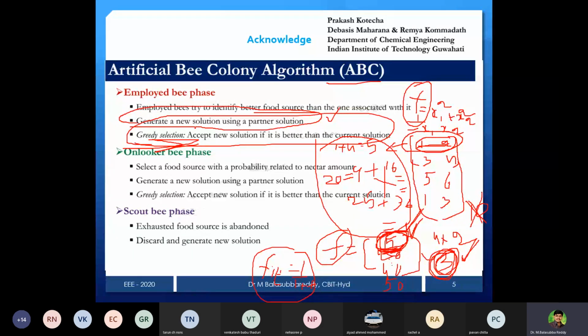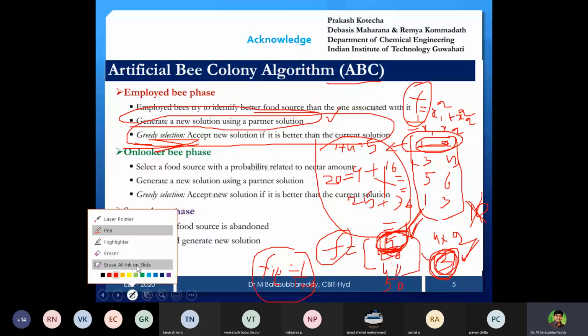So this is the employed bee phase. A new solution will be generated using a partner solution based on a formula. Let it be for the moment, we don't know what the formula is. Now you compare the old one and the new one, and whichever is better, you retain that solution and discard the rest. That is what we do in the employed bee phase.